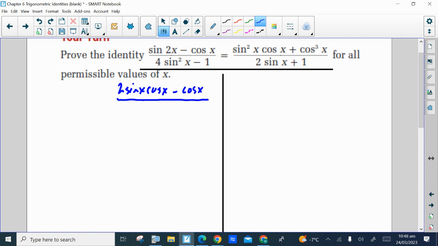And for the denominator, that's a difference of squares. Binomial, both terms are perfect squares, minus sign in between. When you factor a difference of squares, remember you get conjugates. The square root of 4 sine squared x is 2 sine x. The square root of 1 is 1. One's a plus, one's a minus. On top, there is a common factor of cosine x that we can take out, which will leave us with 2 sine x minus 1.